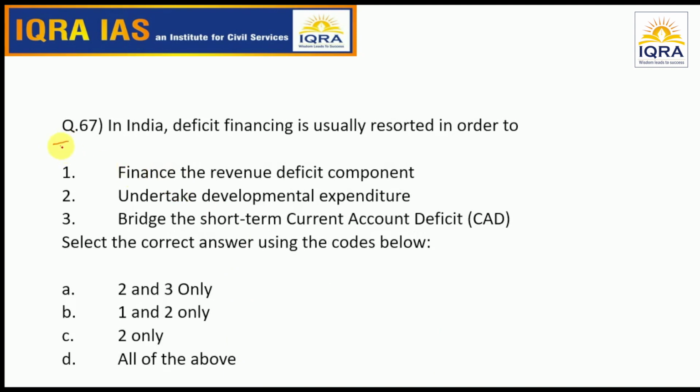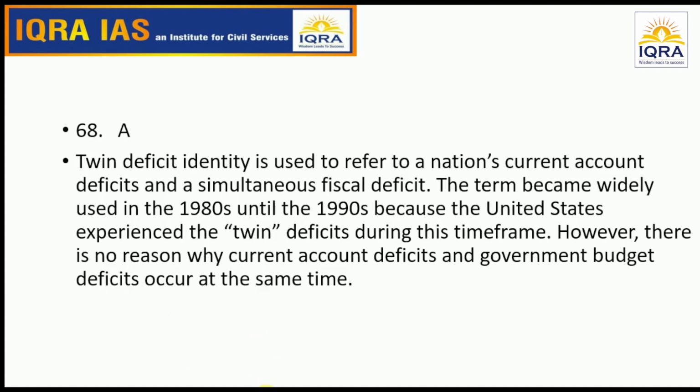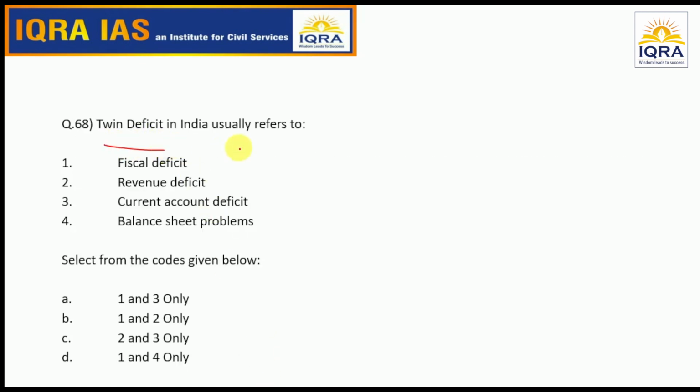Question number 67. In India, deficit financing is usually resorted to in order to finance the revenue deficit component, undertake government developmental expenditure, and bridge the short-term current account deficit. Straightforward, it's a very simple one. Question number 68. Twin deficit refers to fiscal deficit plus current account deficit. There's no if and but in this. So this is what twin deficit is: fiscal deficit plus current account deficit.